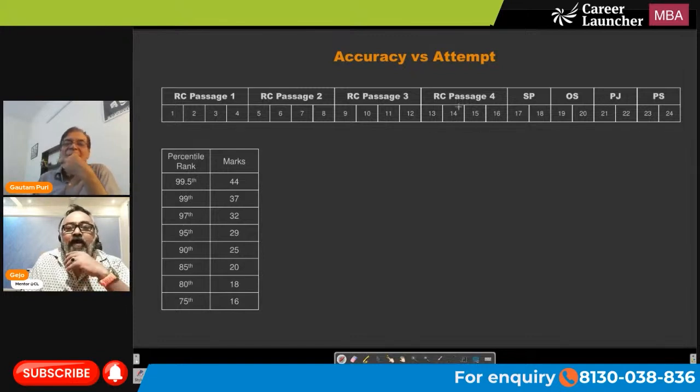You've got 4 RC passages. This is a sentence placement. Some people call it paragraph completion question. So I call it sentence placement. This is odd sentence. This is paragraph jumble. This is paragraph summary. Yeah, this is at least the 2023 story.